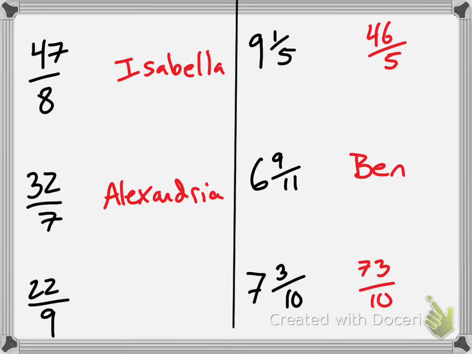Alex, what did you get for 22/9? I got 2 and 4/9. Perfect. 2 and 4/9. Just like with Elias, we found out that 9 times 2 is 18. We can't go bigger than that because that comes to 27. 22 minus 18 is 4.